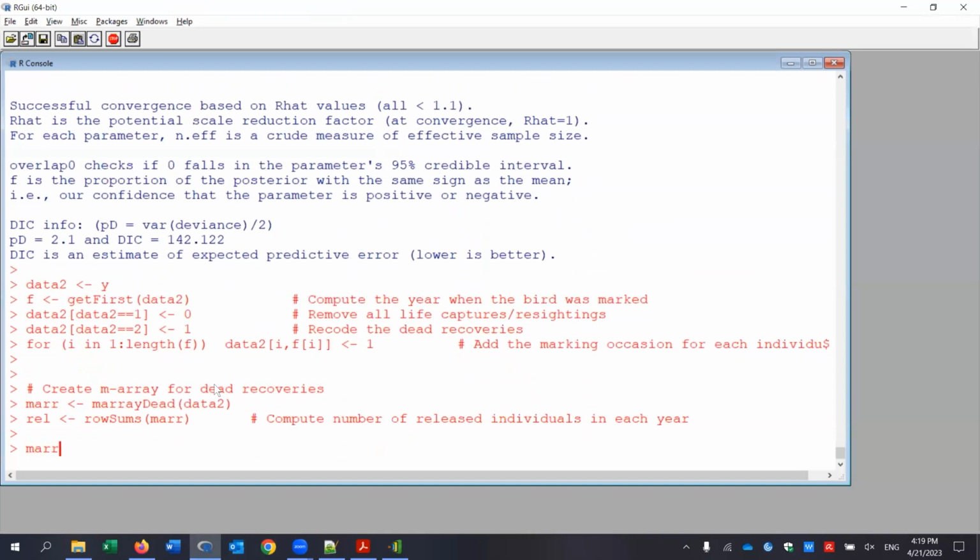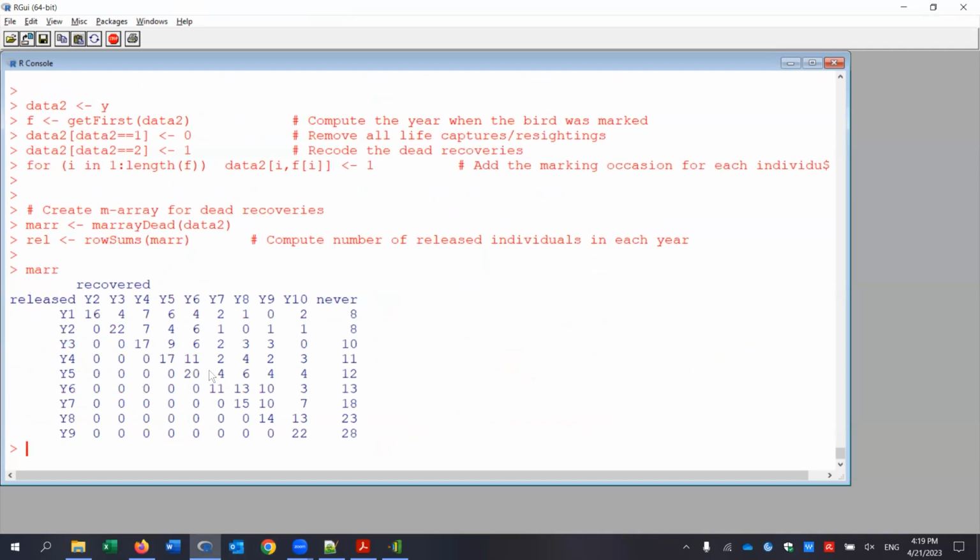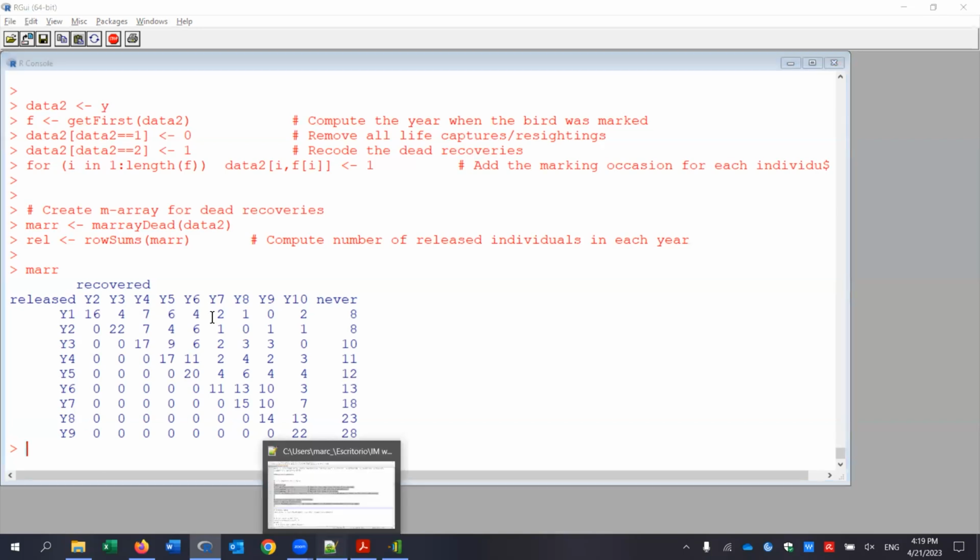And I have also looked at the M-array. Now that's the M-array for the dead recovery data. If I would not tell you that this is an M-array for the dead recovery data, you would not be able to recognize the difference between that and the capture-recapture M-array.